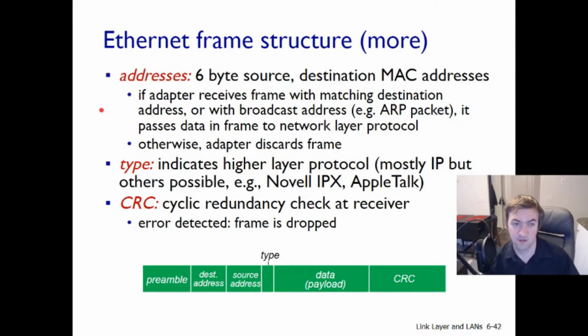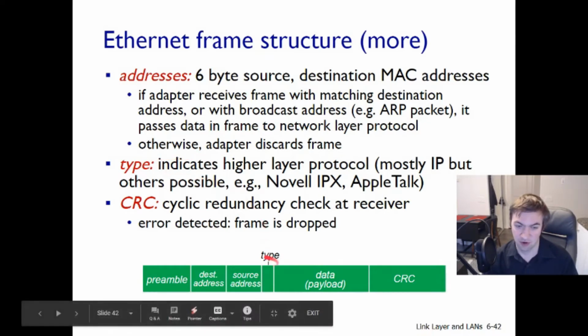So the other contents of the frame include the addresses, source and destination. These are MAC addresses, so it's 6 bytes, 1 for source, 1 for destination. If an adapter receives a frame and the destination address is matched, or if it's a broadcast address, so remember this is the all Fs, then it passes the data in the frame to the network layer protocol. If it gets the wrong address, like something that's meant for something else, it just discards the frame completely.